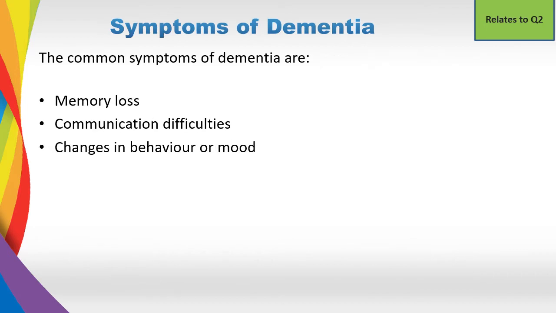So symptoms of dementia, the common symptoms are memory loss, communication difficulties, and changes in behaviour or mood. So a lot of people, when they say, oh, dementia is where you're forgetting things, that's the memory loss side. But it's a lot more than that. That's just a third of those that we've got here. Communication can be difficult, and behaviour and mood can be quite dramatically affected, as we'll see as we move forward.